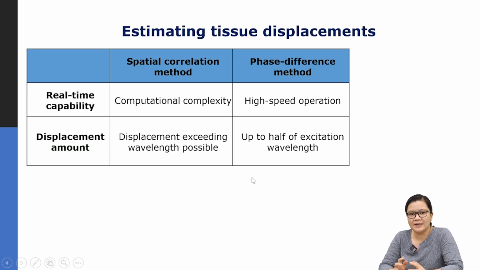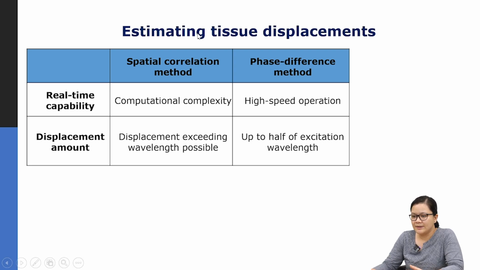Now, there are trade-offs between each of these methods. Here I show the trade-offs with respect to real-time capability, as well as the amount of displacement that can be measured with the time shifts. For example, the spatial correlation method has really high computational complexity because you would have to calculate the correlation coefficient. Whereas the phase difference method has good high-speed operation, so it's much faster than the spatial correlation method.